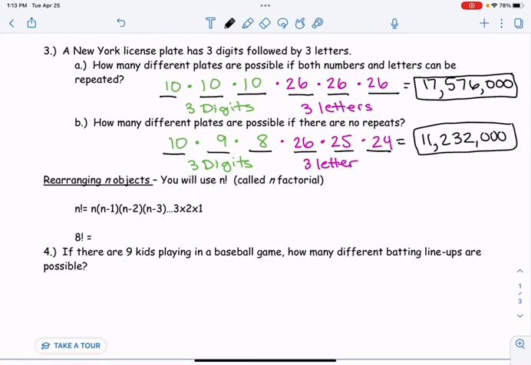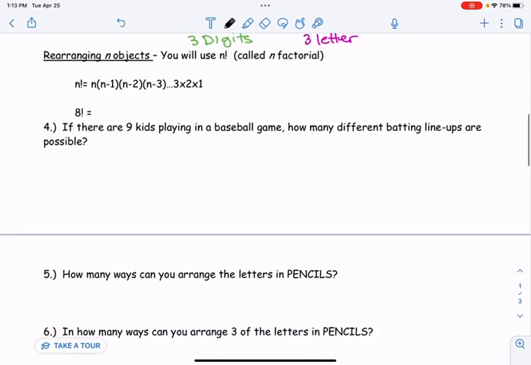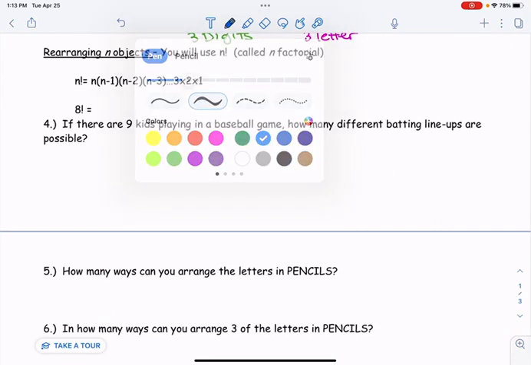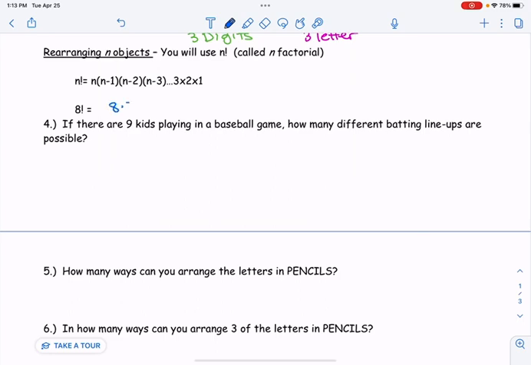So in these first 3 examples, we had multiple events, and so we multiplied their total number of possible outcomes together. Let's shift our thinking now to rearranging n objects. If I want to rearrange n objects, we're going to use n factorial, which means, like we did in the last chapter, I'm going to take n times the previous numbers all the way down to 1. So if you take a look at 8 factorial, that means I take 8 times 7 times 6 times 5 times 4 times 3 times 2 times 1.